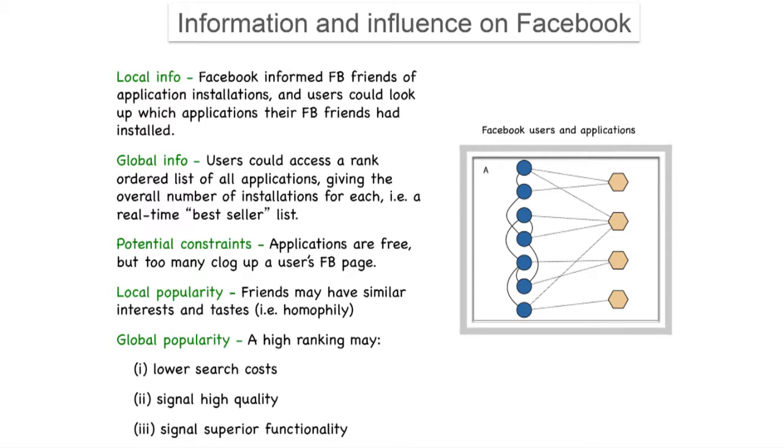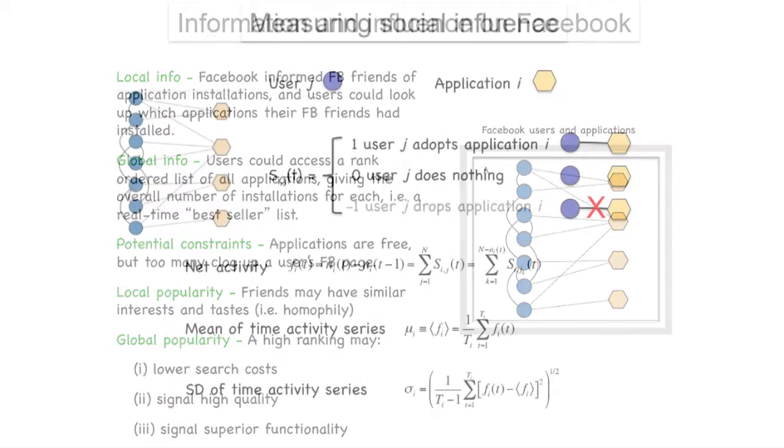So there's both this local information I mentioned, there's the global information. You might pay attention to local popularity either because of similarity of taste with other users who are your friends, so some sort of homophily effect. You might pay attention to global popularity because it might be a signal of quality, or it might lower your search costs for good apps, or it might be some sort of signal for superior functionality.